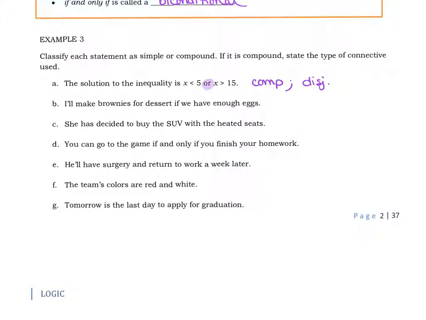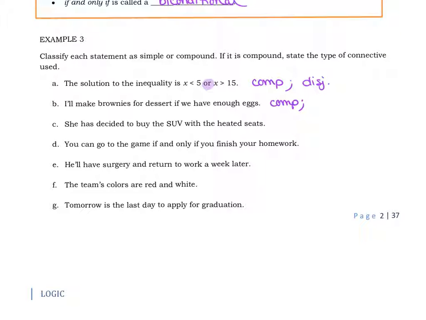All right, part B. I'll make brownies for dessert if we have enough eggs. Simple or compound? First thing, is there one idea here or more than one idea? We've got more than one idea. We've got making brownies for dessert. The other idea is having enough eggs. So this is a compound statement.